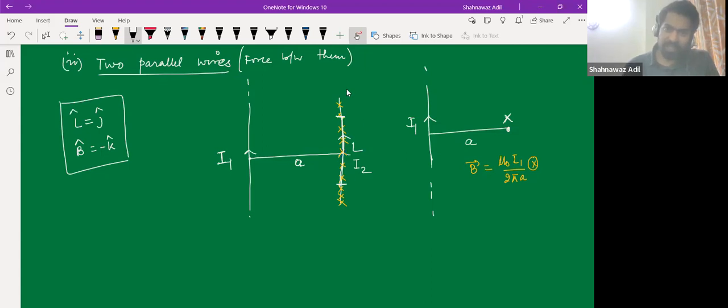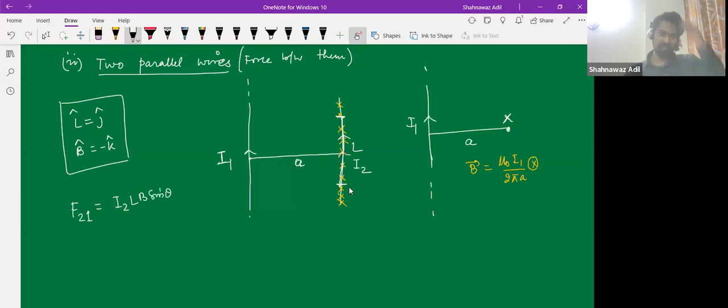So the force experienced by this I2 wire due to I1 current would be I2 L cross B. So let's say I2 L B sin theta, right?